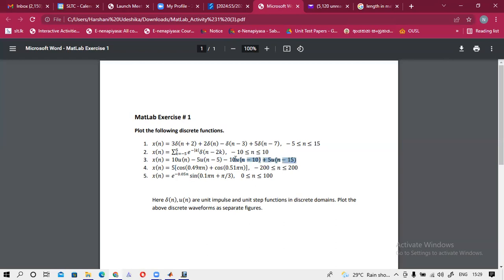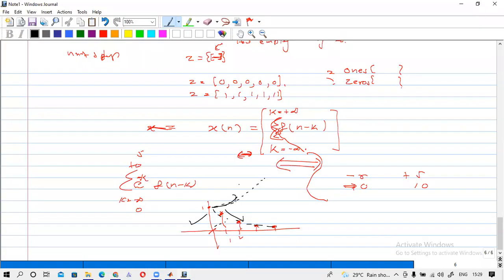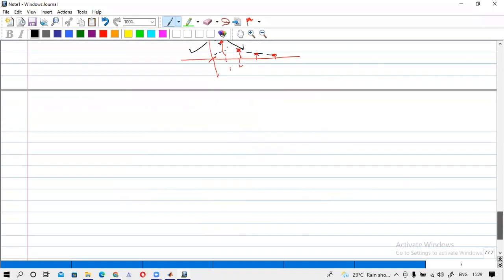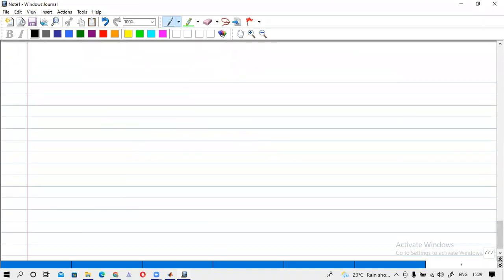Do you have confidence that you can do it by yourself? Okay, so let's take one example using the unit step function. I will put only two signals. We have a signal like this: x[n] equal to u[n] minus u[n minus 10].